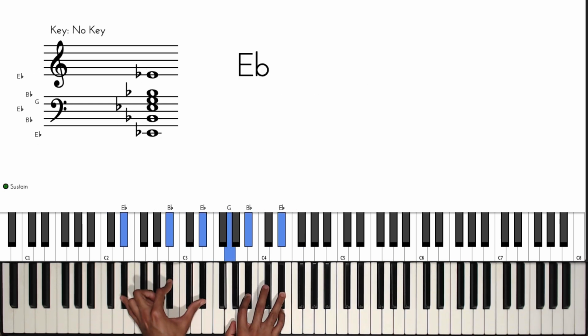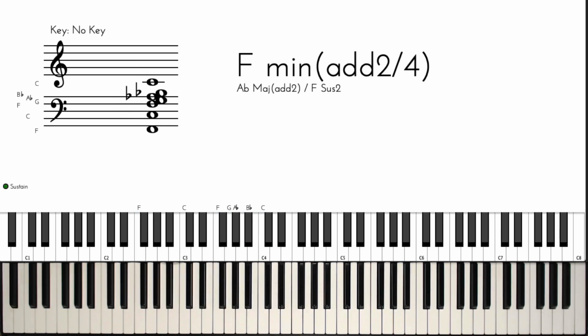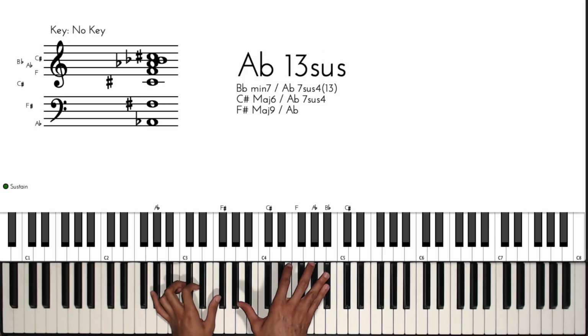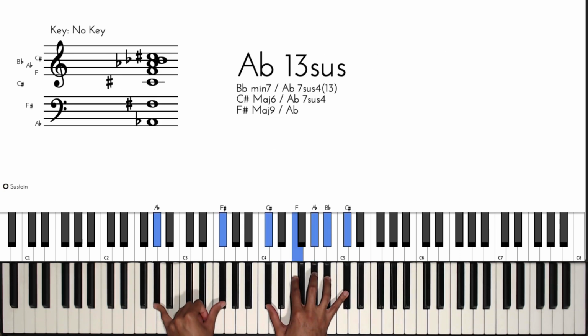And then we land on that 5, which is an E flat. Then a 6 chord again. Now from here, we actually want to get back to the 4 chord, but we're going to do a different type of passing chord, and we're going to do this. Right, we play this melody to land on this A flat 13 sus chord.